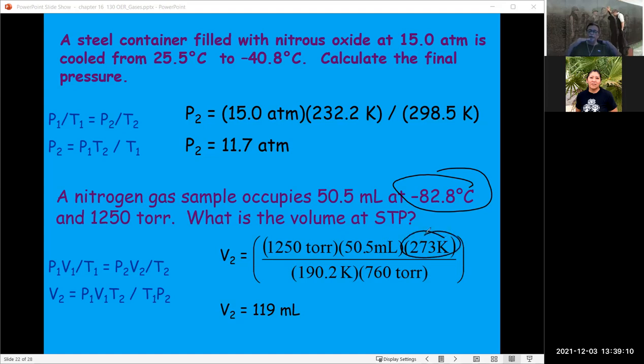And so what are you doing? You're down at negative 82 and you're heating it up. So doesn't it make sense that your volume would go up? Because you start off at 50.5 milliliters and your final volume now is 119, which is consistent with what you're doing physically, okay?